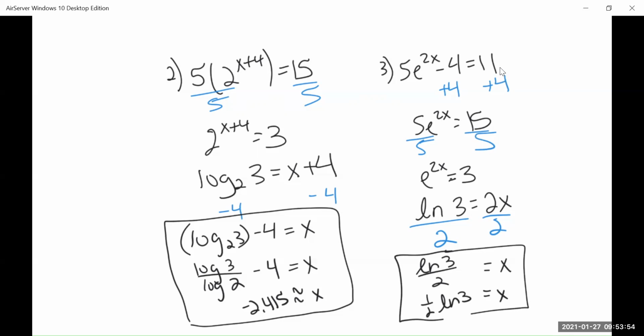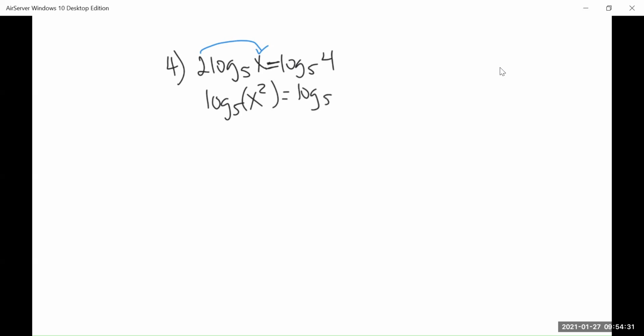Okay, let's look at one last one. What if we have 2 log base 5 of x equaling log base 5 of 4? Well, my first step is, are my logs isolated? And they are not, because I have this 2. But I have a property of log that states that 2 times something can be put as the exponent. So log base 5 of x squared equals log base 5 of 4.